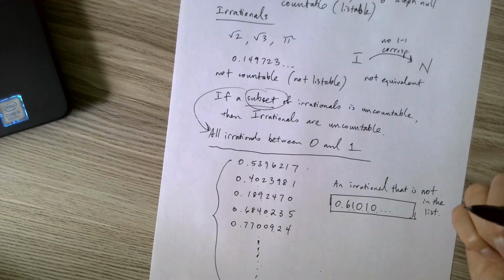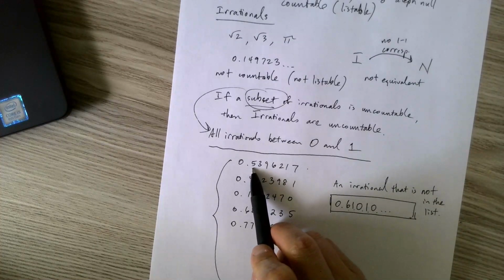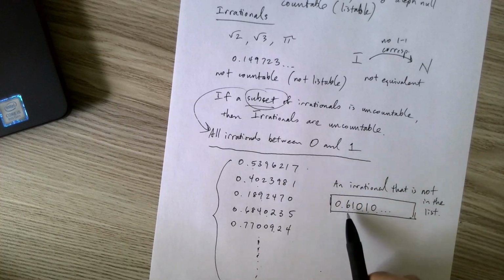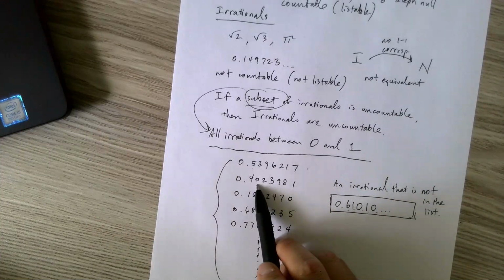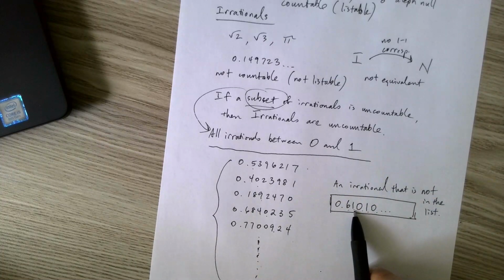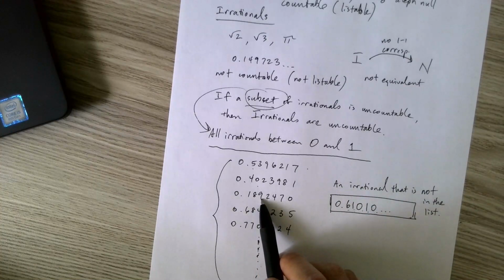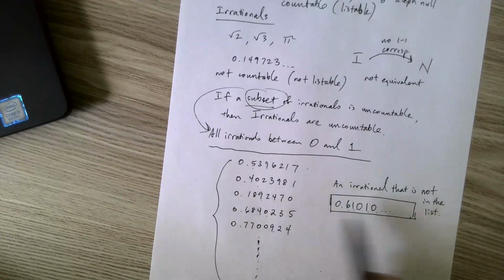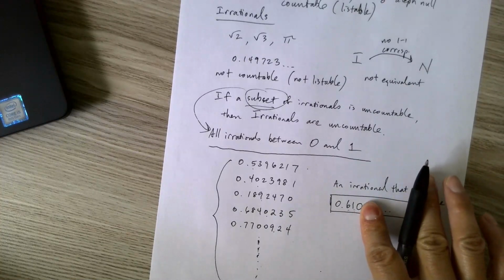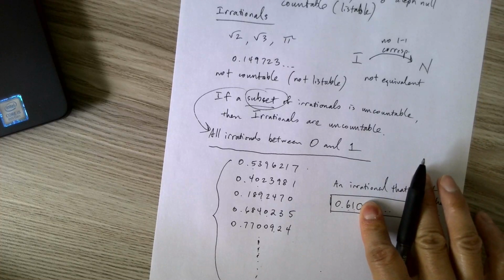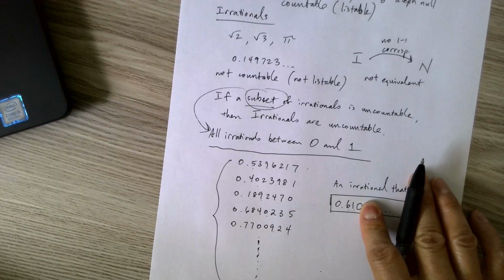And the way I did that is I took the first digit in the first number and increased it by 1 just to make sure it's different. Then I took the second digit in the second number and increased it by 1 to make sure it was different. Then I took the third digit in the third number, increased it, made it a 0 to make sure it's different. So for just the first 3 digits, I knew it couldn't be the same as the first 3 numbers because I changed an important digit in each number to create this new number.